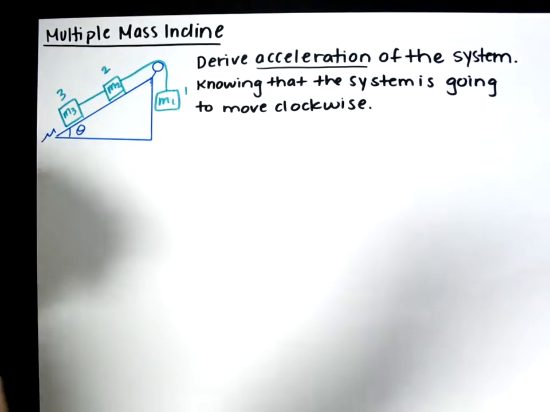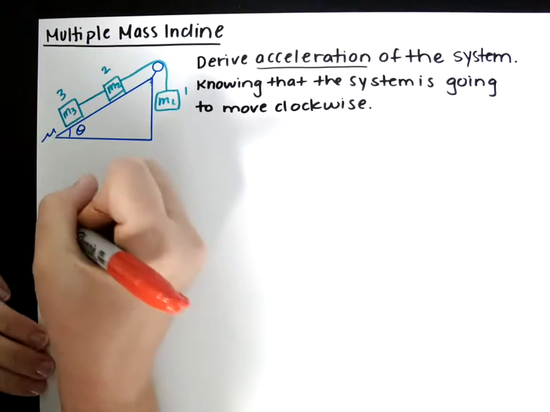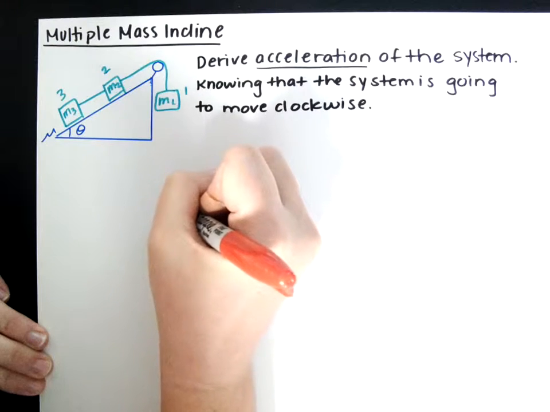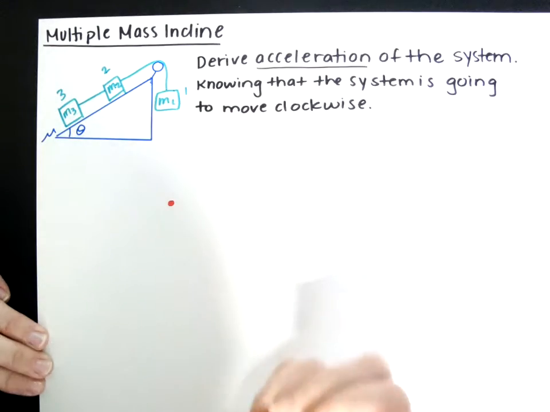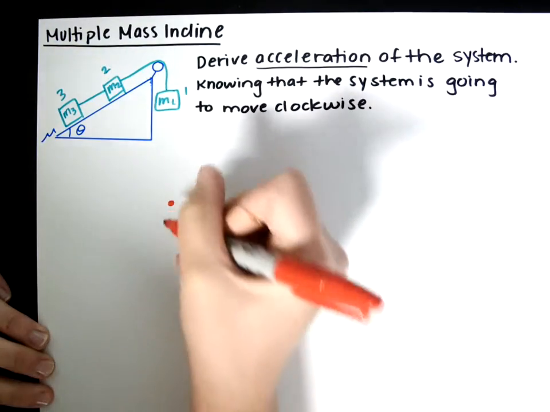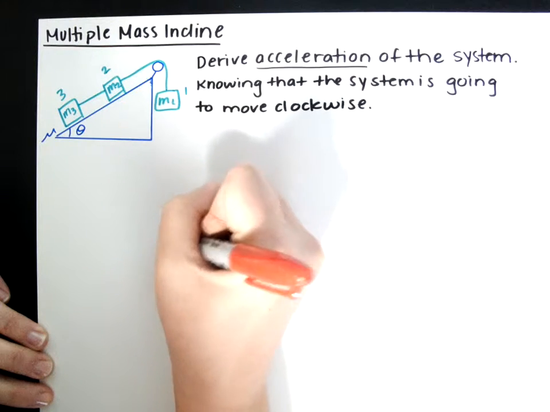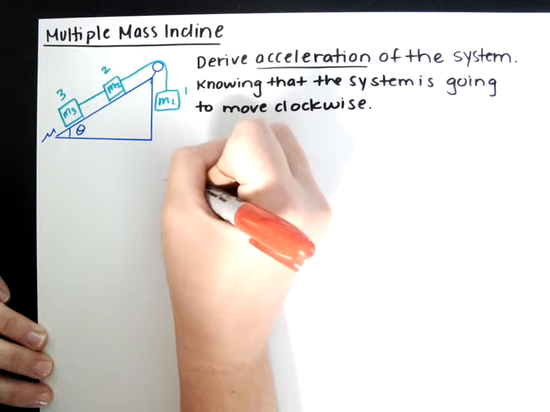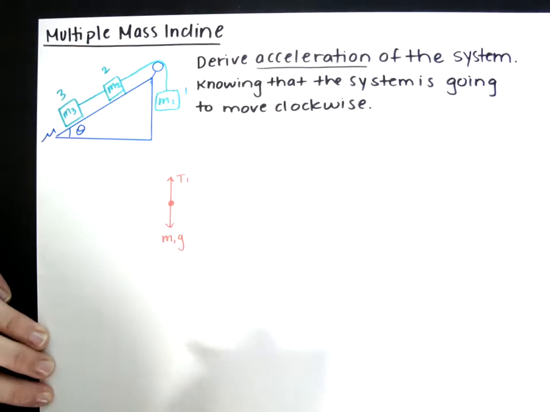Okay, so the first step is to draw a free body diagram for each object. So let's go ahead and start with M1. It's the simplest. So here's M1. We have two forces acting on M1. We have force due to gravity pulling it down, M1G, and tension 1 pulling it up.